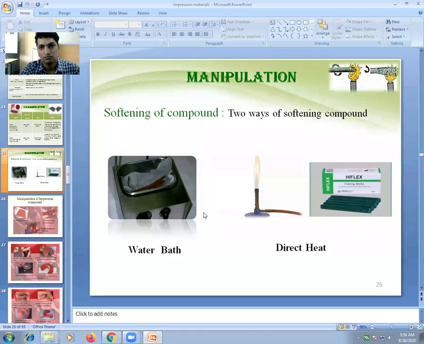For impression making, we break the impression compound into small pieces and put them in hot water. Now I have to do the second step of denture fabrication, that is border molding. For border molding, I will use the stick and apply direct heat. This will melt, and I will put it on the tray and make the impression. So there are two ways of softening impression compound: one is directly placing it in a hot water bath, or by applying direct heat to it.